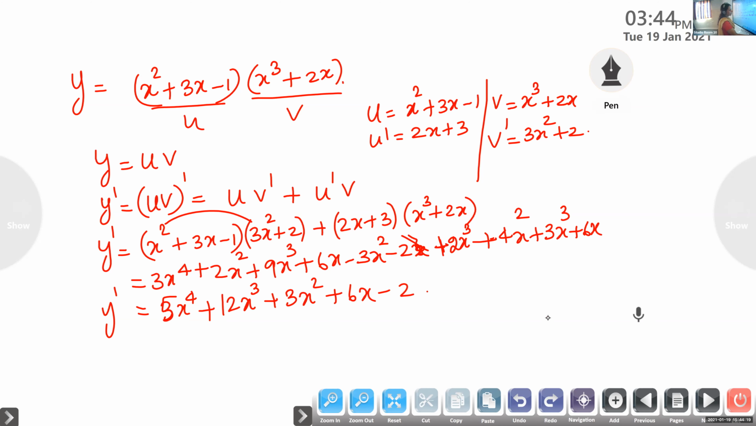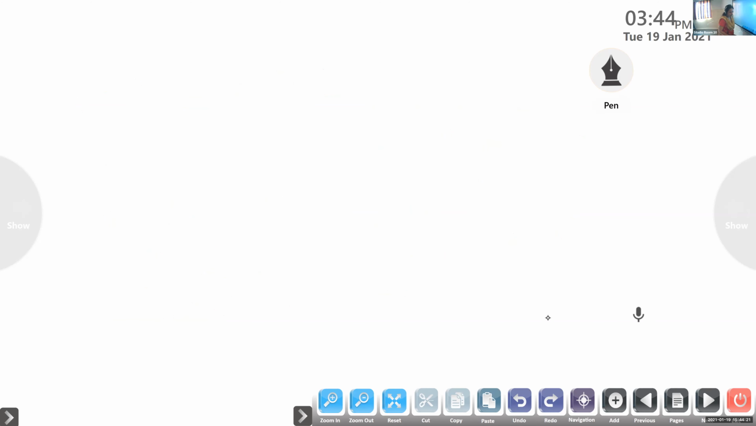Okay, let's do another question. Write this one. Find the derivative of x square plus 1 into x plus 3. X square plus 1 into x plus 3.